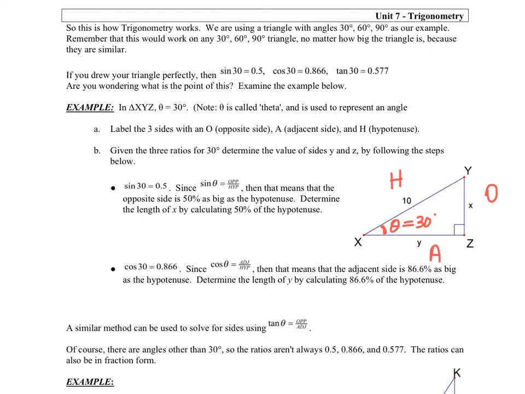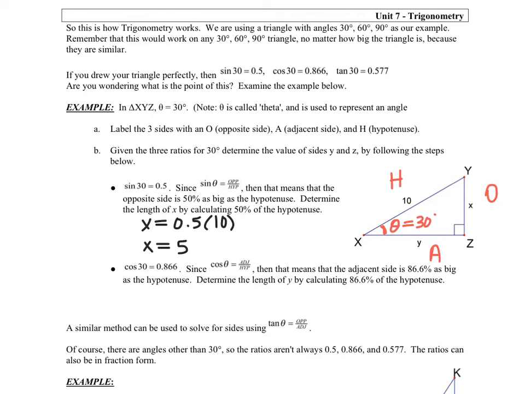Given the three ratios for 30 degrees, determine the value of sides y and z by following the steps below. Sine 30 is 0.5, and that means that the opposite side is 50% as big as the hypotenuse. So let's determine x. Well, x has to be 0.5, or half, of the hypotenuse, and the hypotenuse is 10. So that means x should be 5 units.